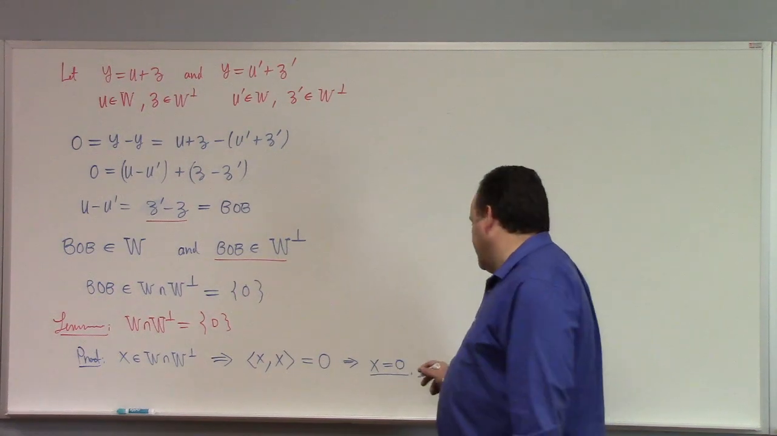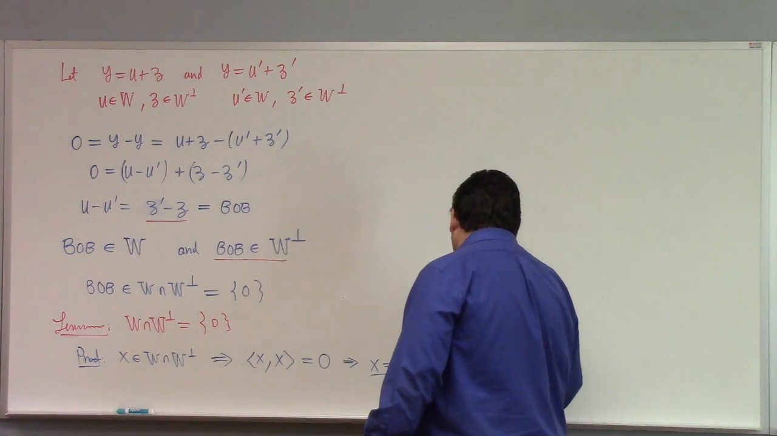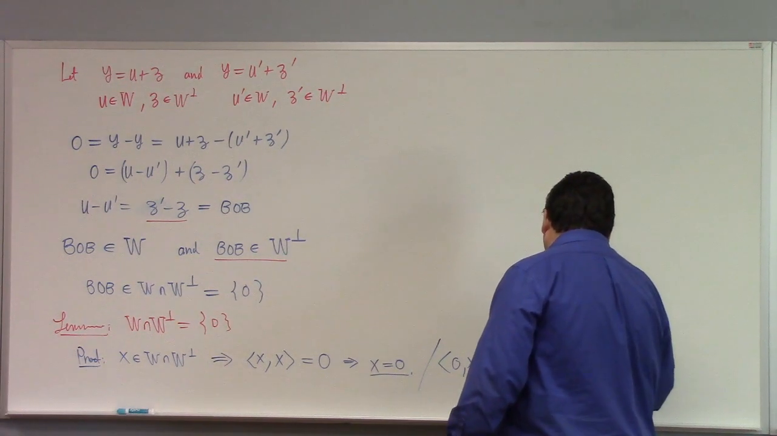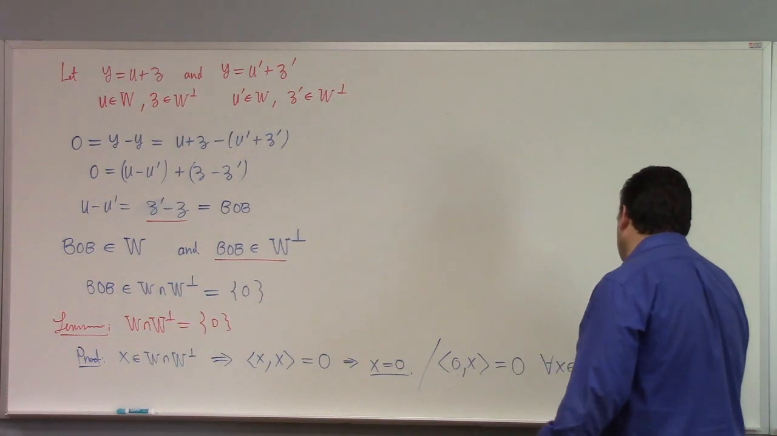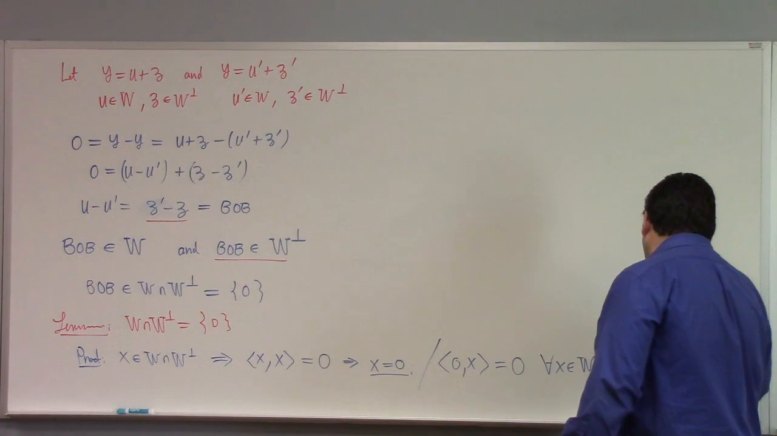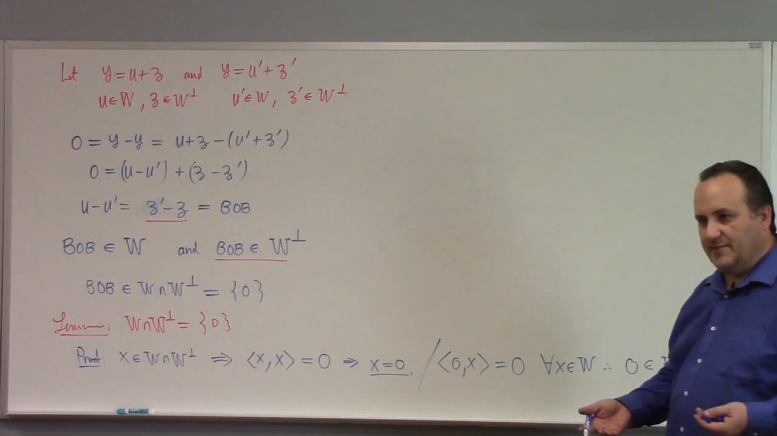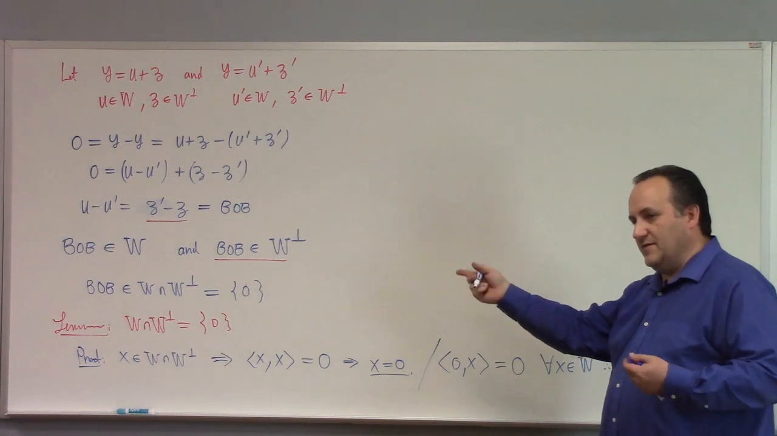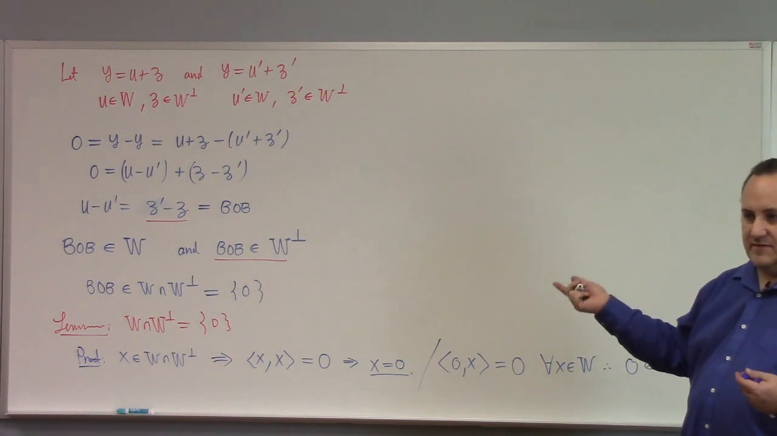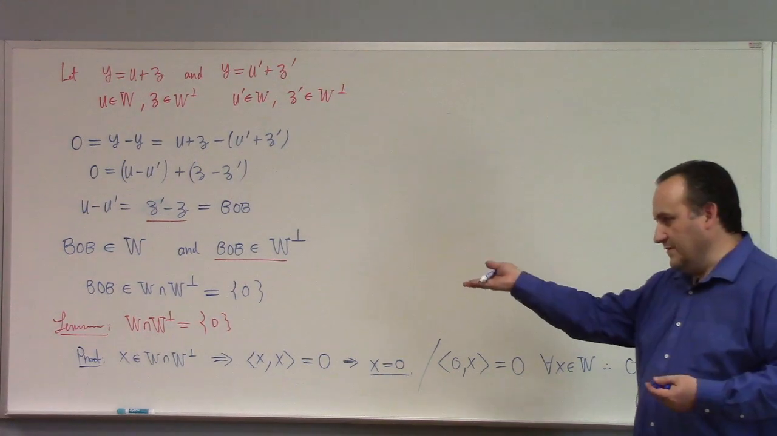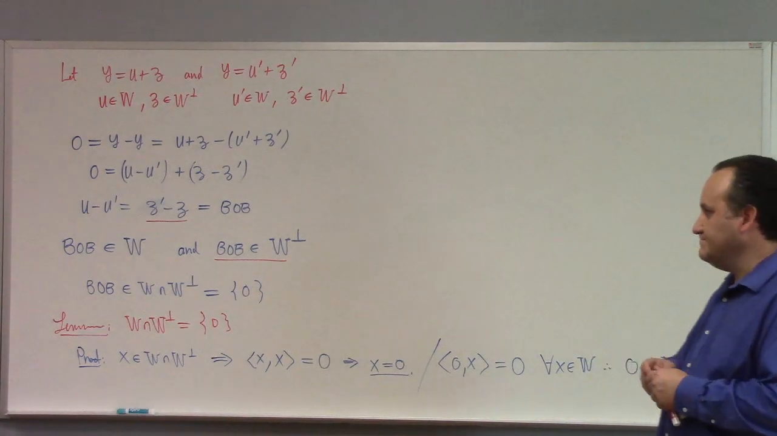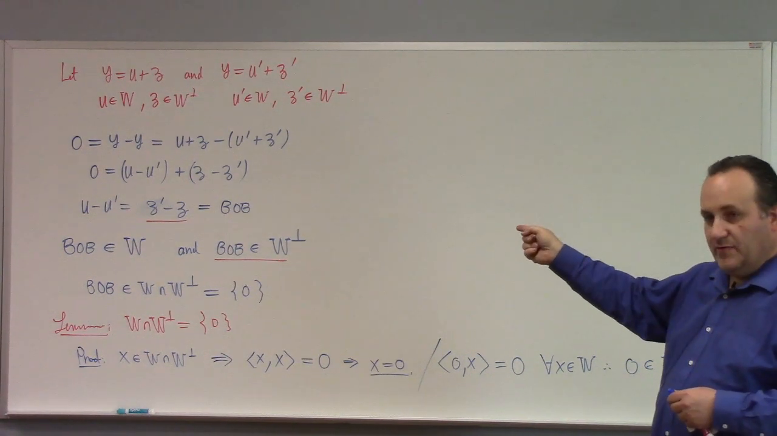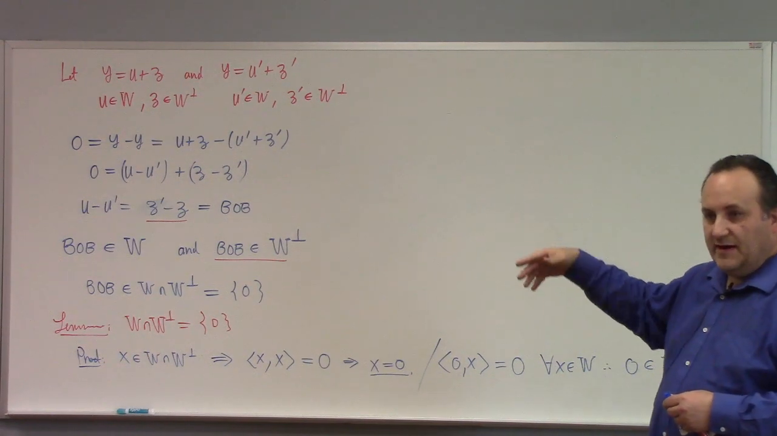And it's also clear that 0 with x is equal to 0 for all x in W. And therefore 0 is in W perp. But of course 0 is also in W because W is a subspace. So the singleton containing 0 is a subset of the intersection, and the intersection also contains the singleton 0. In other words, these calculations prove the lemma. Consequently, Bob is 0, but Bob being 0 is tantamount to u equals u prime and z equals z prime, which is uniqueness of the decomposition, right?